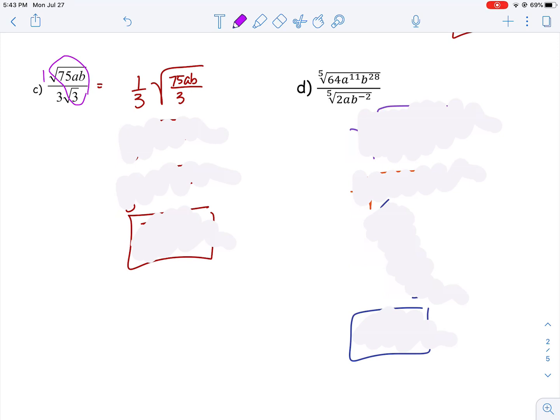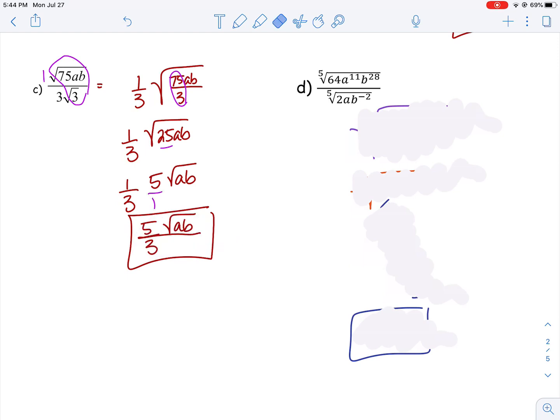That's going to help me a little bit because how many times does 3 go into 75? 25, right? And so now I have this problem that says 1/3 times the square root of 25ab. And look, isn't there a square root of 25? It's 5, right? So that 5 can come outside. The a is still lonely, the b is still lonely, so they stay inside. But now on the outside, I really have 5 times 1/3, or I can say 5/3. I can say that I have 5/3 times the square root of ab.